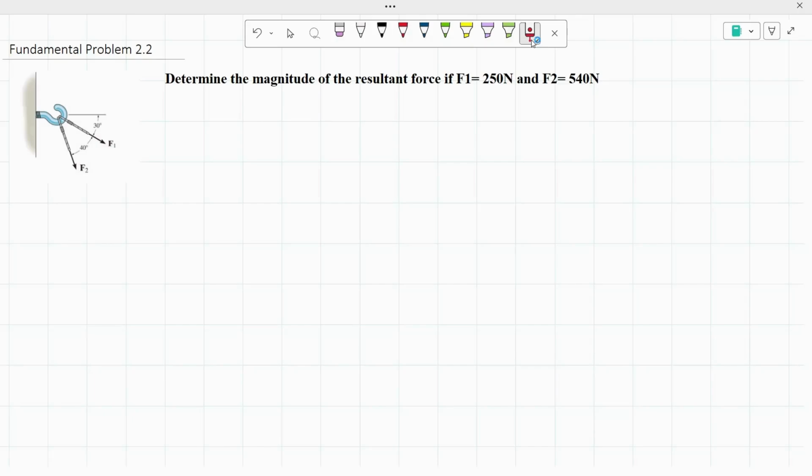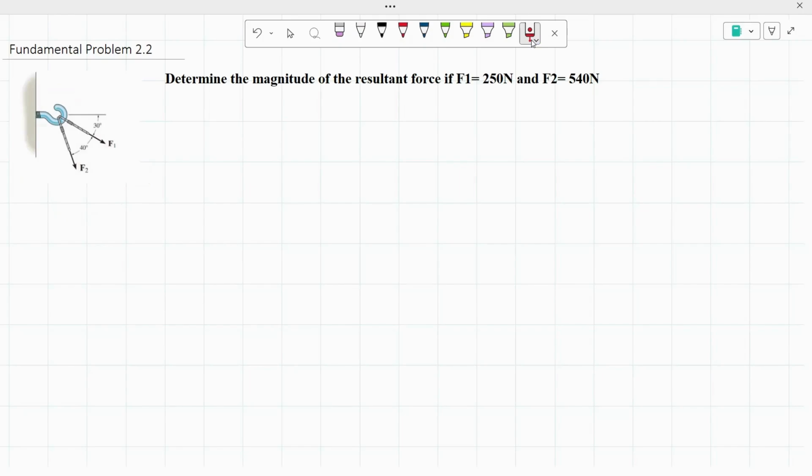Today we're going to be working on fundamental problem 2.2 to determine the magnitude of the resultant force if F1 equals 250 newtons and F2 equals 540 newtons. So the first thing that I like doing to help me find the magnitude is drawing the given figure that we have into a parallelogram.